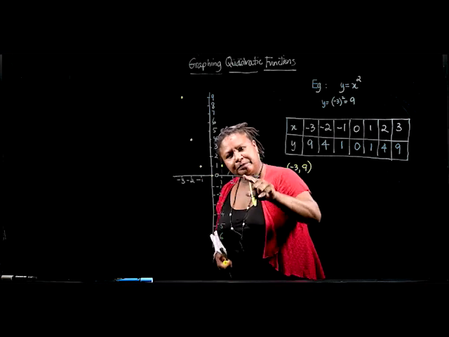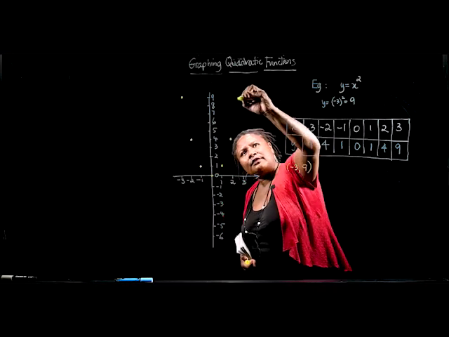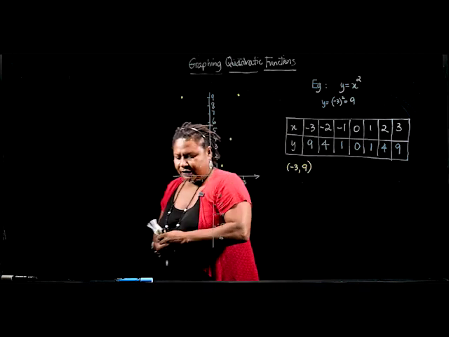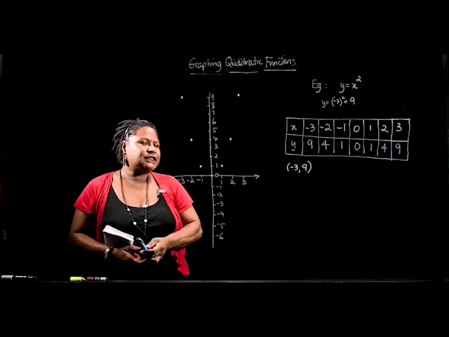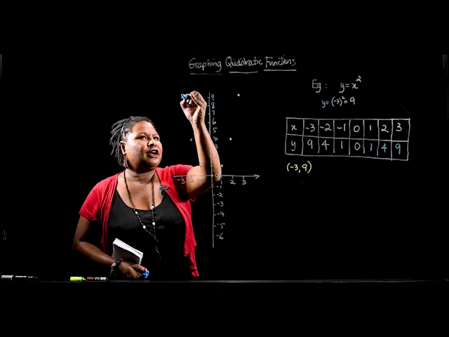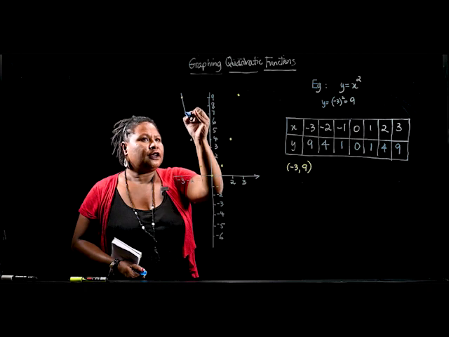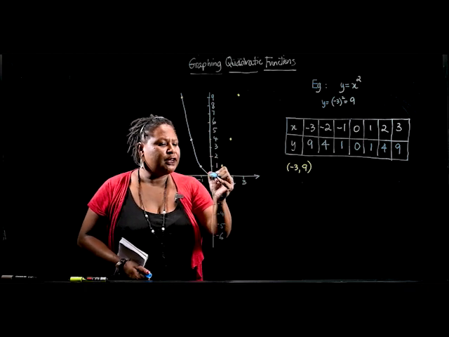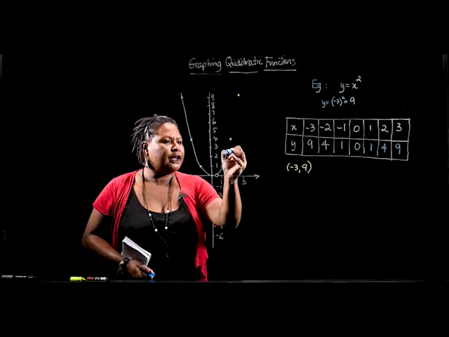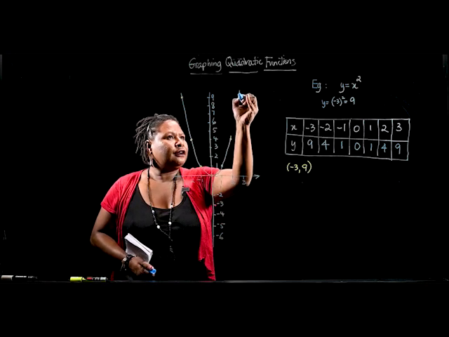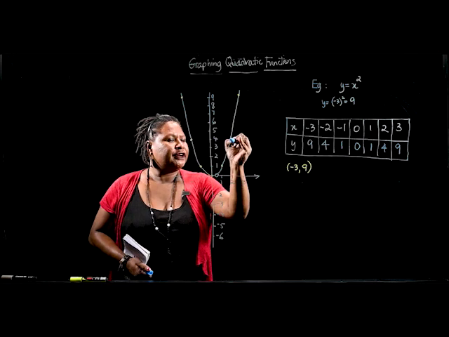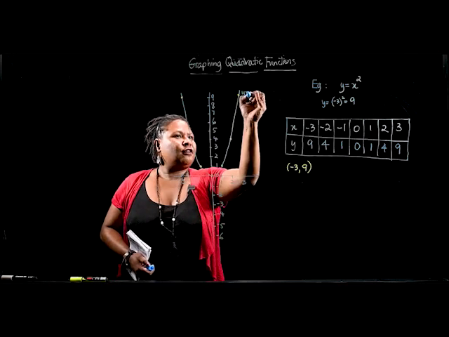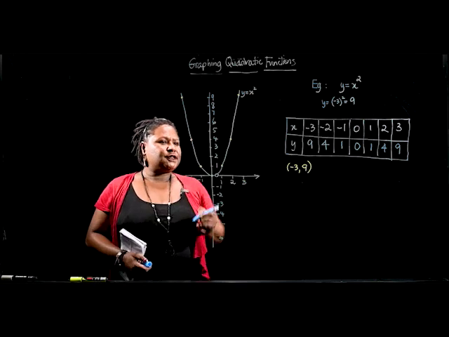We're going to connect the points and let's see how our graph looks. Here we go. We have a turning point at this point here and back up in this direction. So this is the graph of y equal to x squared.